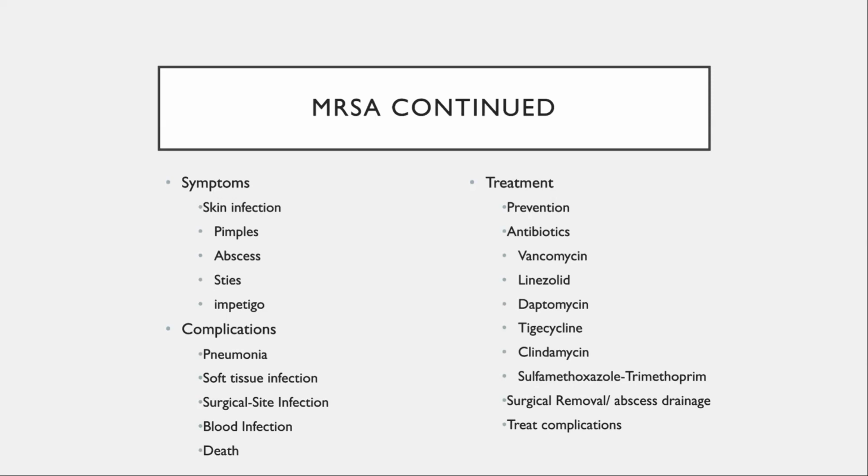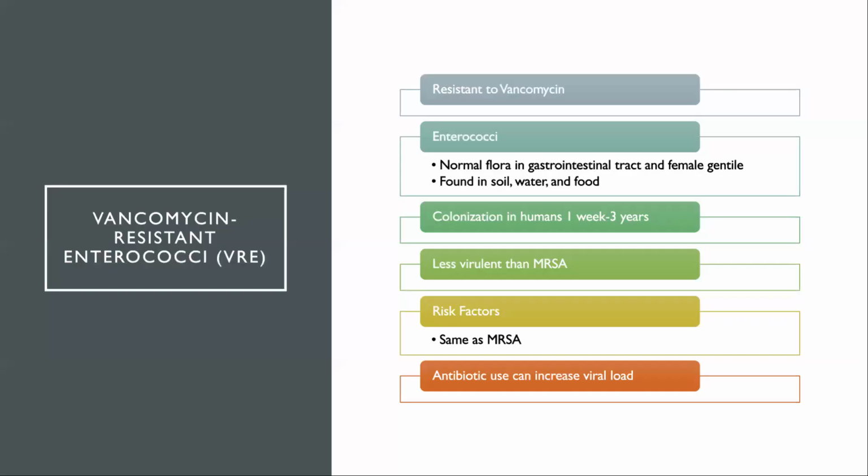Treatment of MRSA is first and foremost prevention. We can also use antibiotics such as vancomycin, linezolid, daptomycin, tigecycline, clindamycin, and sulfamethoxazole-trimethoprim. We can also surgically remove any infected material with MRSA, and if it forms some form of an abscess, we can drain that abscess. We would also want to treat any complications of MRSA.